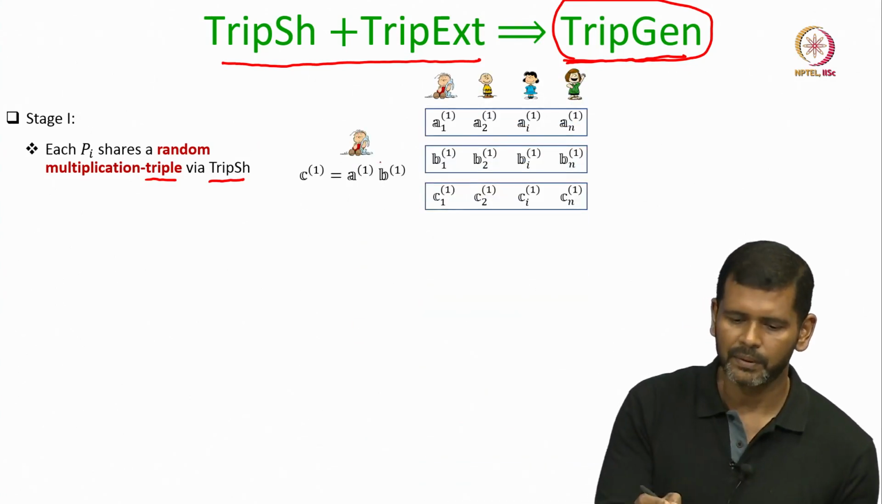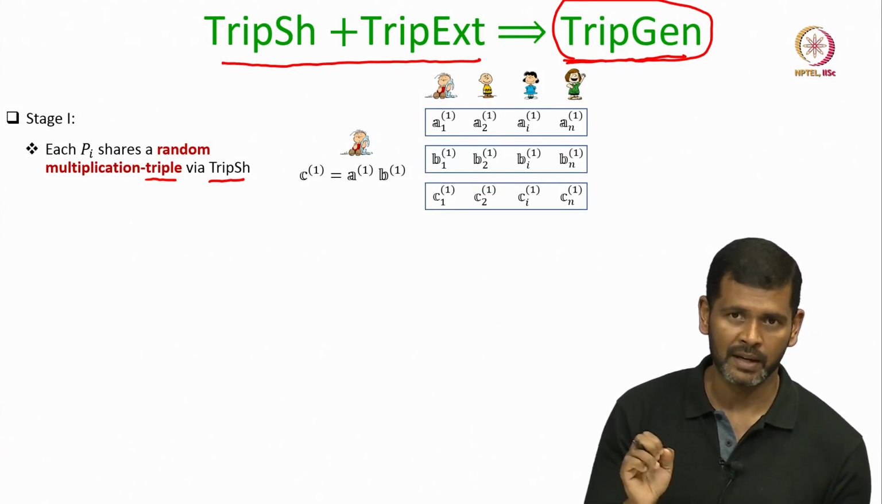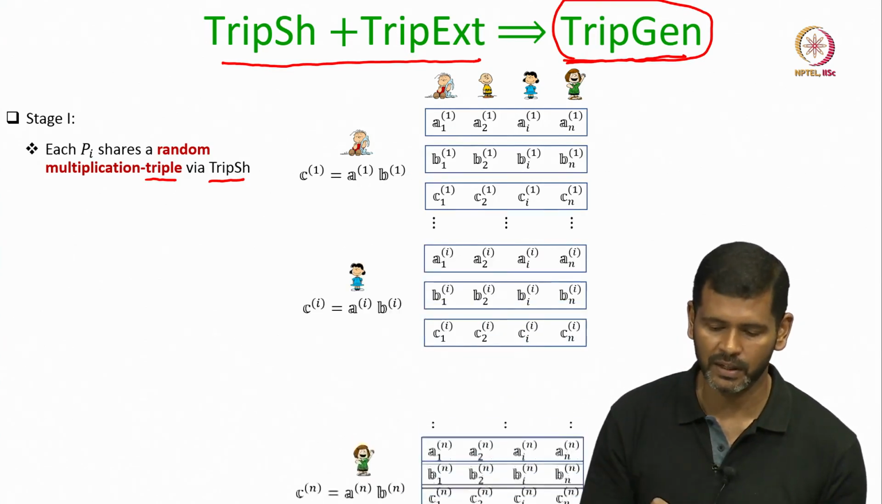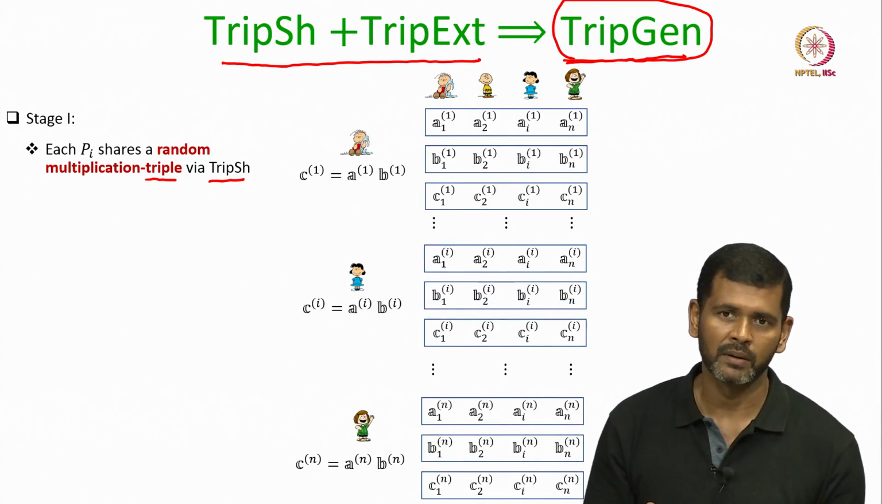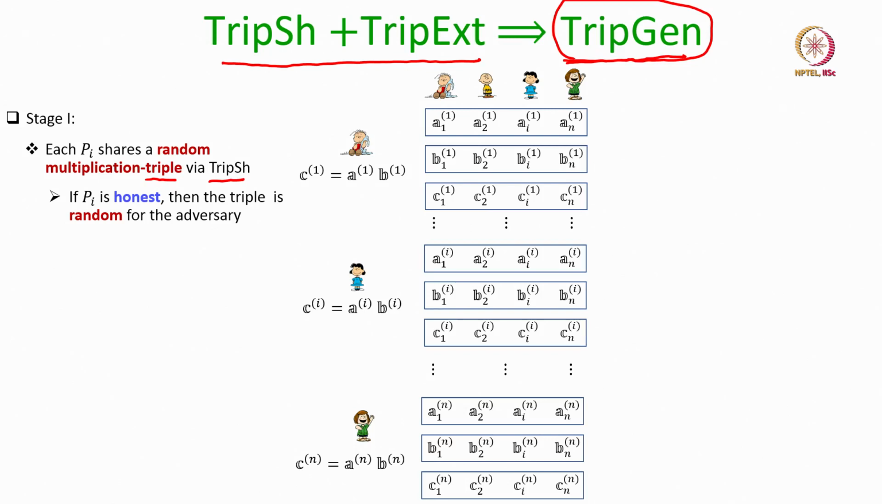So, P1 for instance will pick a random multiplication triplet and act as a dealer and secret share it. In parallel, the ith party will do the same, and in parallel the nth party will also do the same. Now, what exactly does this stage 1 guarantee? It guarantees that if the ith party is honest, then in its instance of the triple sharing protocol, whatever triplet it has shared is a multiplication triple and that is random for the adversary.